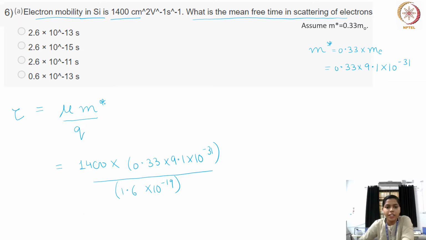Okay. So when you calculate the value for the mean free time, you will get the answer 2.6 into 10 to the power minus 13 second. And that is your option number 1. So is this question clear to everyone?